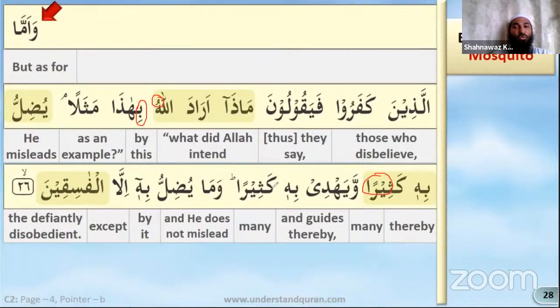Wa amma alladhina kafaru, so as for those who disbelieve, fa yaqulun, so they will say, madha arada Allah, what does Allah intend, bi hadha mathalan, with this example, yudillu bihi kathira, so He misleads with it many, wa yahdi bihi kathira, and He guides thereby many. Wa ma yudillu bihi, and does not mislead with it, illal fasiqeen, except those who are disobedient. Fasik is a person who is disobedient and does not want to listen.